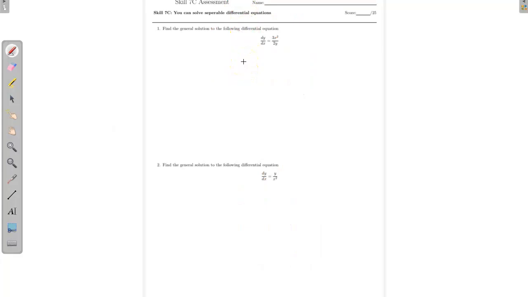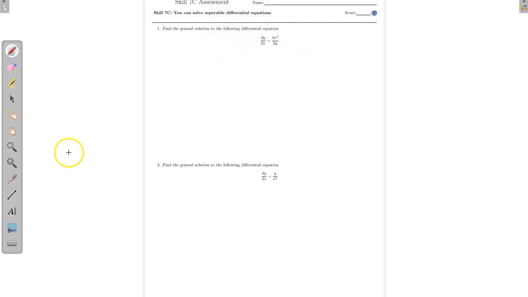All right, our next skill is solving separable equations. This is the big thing of this unit. So we're given a differential equation, and you want to find the answers. If you look here, this is one of the only skills that's worth more than 10 points, because there's a lot of stuff in this one skill. So this one's worth a lot of points, and we've got to make sure we know how to do it correctly.